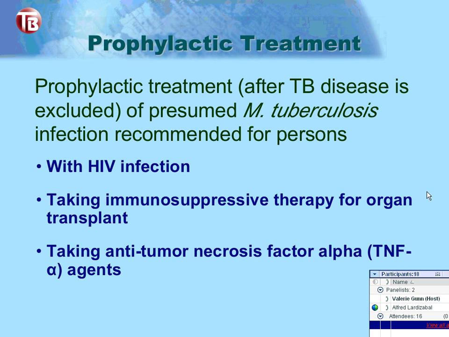Prophylactic treatment after TB disease is excluded for presumed MTB infection, as I mentioned earlier, is recommended for all patients who have immune suppression. And I will once again go through this. Those who are HIV infected, those who are on immunosuppressive therapy, and those who are receiving anti-TNF alpha agents. The treatment for latent TB infection among contacts, the standard treatment is isoniazid, as most of you are aware of, given for 9 months or given over 270 doses. If the index case is found to be INH resistant, the drug of choice is rifampin, given for 4 months or 120 doses.